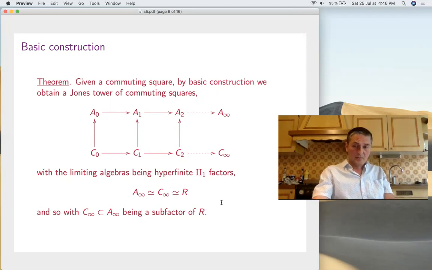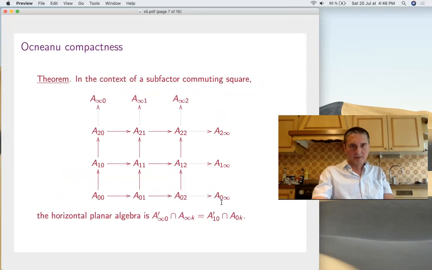Now the problem is how to compute the planar algebra of this, and this is given by Ocneanu compactness. So now we have to go to two dimensions, and it's better to relabel our square once again. Here it is: A00, A01, A10, A11. So that's our commuting square. That's what we were doing before, but let's do it also on the vertical and, more generally, everywhere. Right? Basic constructions in all directions, to the right and up.